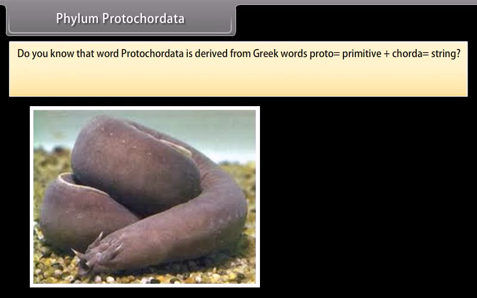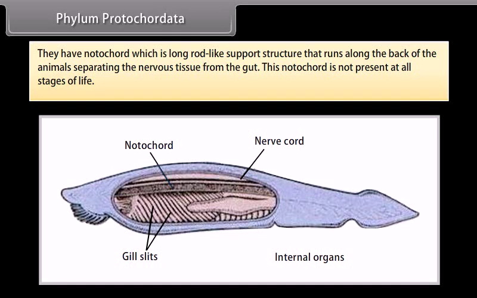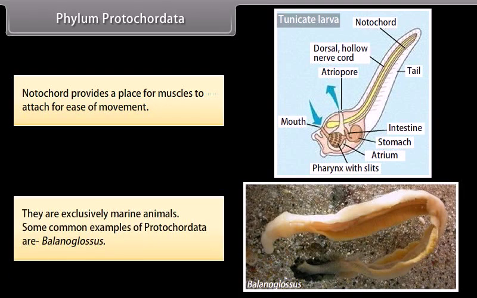Phylum Protochordata. Do you know that the word Protochordata is derived from Greek words proto, primitive, plus chorda, string? The animals are bilaterally symmetrical, triploblastic, and have coelom. They have a notochord, which is a long rod-like support structure that runs along the back of the animals, separating the nervous tissue from the gut. This notochord is not present at all stages of life. The notochord provides a place for muscles to attach for ease of movement. They are exclusively marine animals. Some common examples of Protochordata are Balanoglossus.